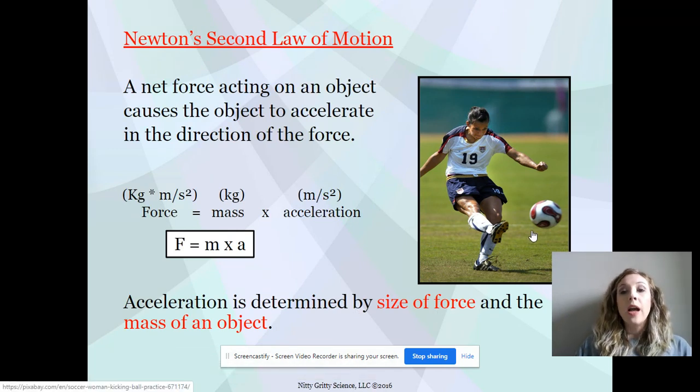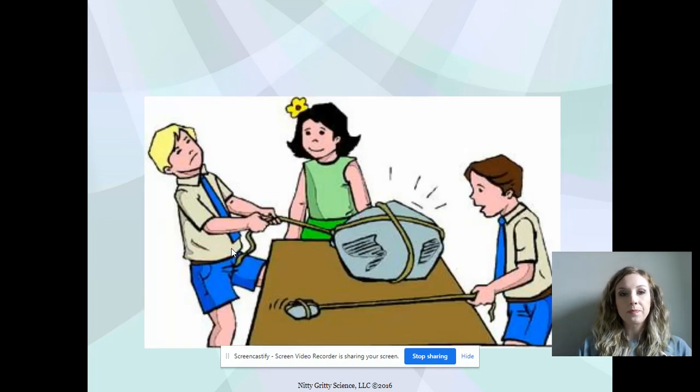For example, if my 2-year-old kicks this soccer ball versus me kicking the soccer ball, I have a larger mass, so I'm going to be able to accelerate that soccer ball much faster than my 2-year-old is. Also, if I kick something very large that has a much larger mass, it's not going to have as much acceleration as something like a small soccer ball. So both of these factors, force and mass, are going to affect acceleration.